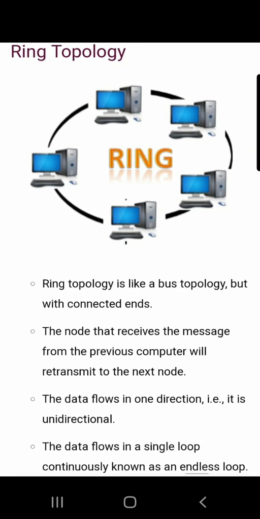Number 2, ring topology. Just like a ring, all the computers are connected. Ring topology is like a bus topology but with connected ends. That means here there is no ending point. A circle is going on and the data will flow within the ring.